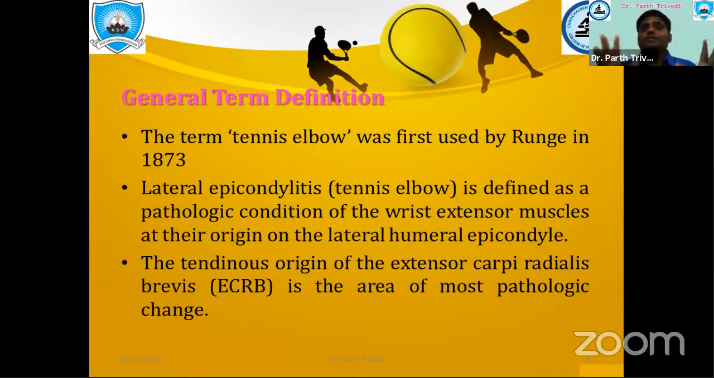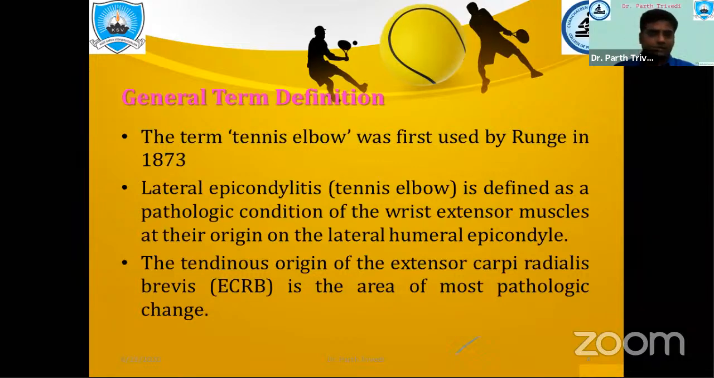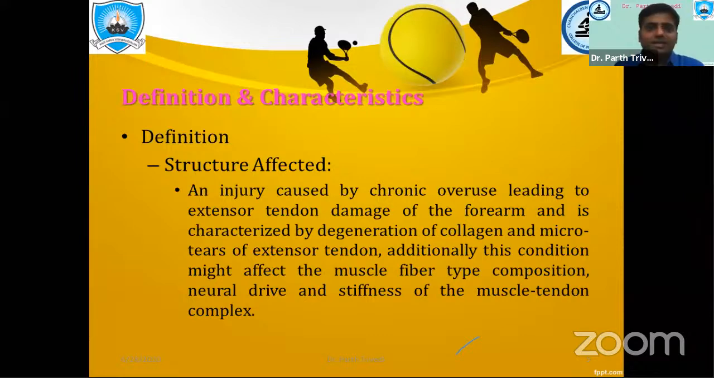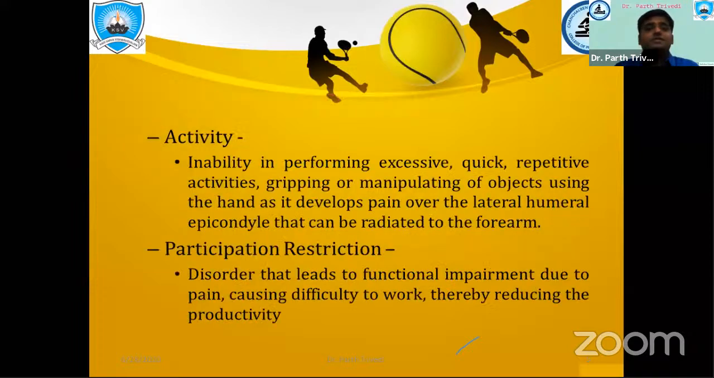The general definition is an injury occurring to the lateral epicondyle region of the humerus, and pain over that region is known as lateral epicondylitis. Basically, the definition can be divided into three major parts. One is which structures are affected. Second is which kind of activity restriction is there. And third is what kind of participation restriction is there.